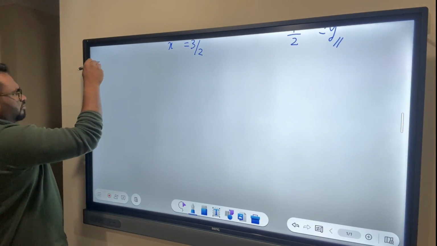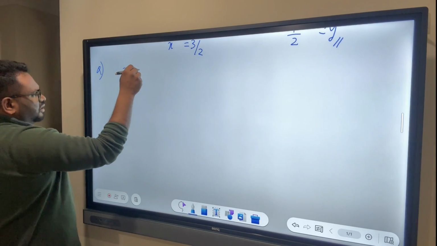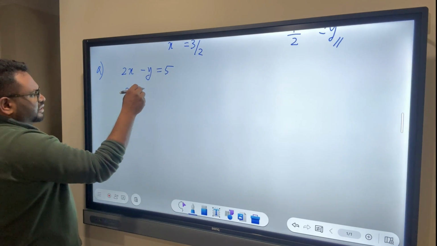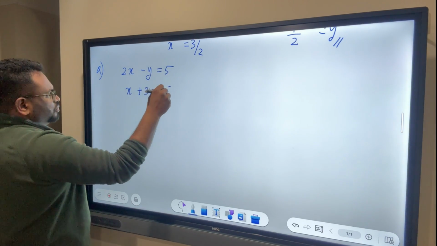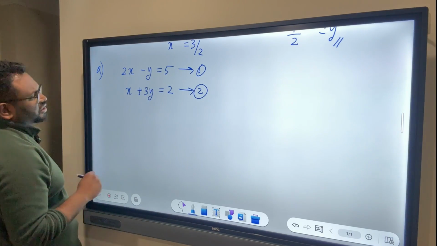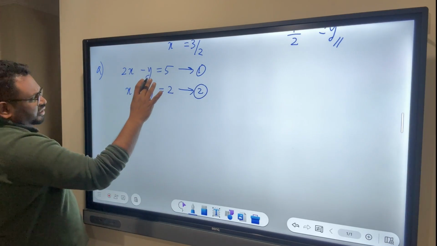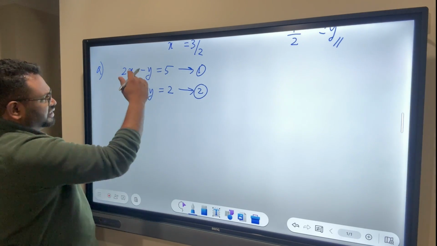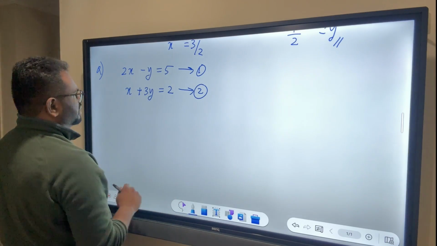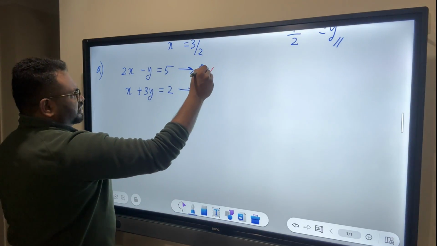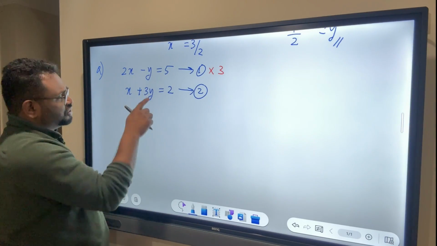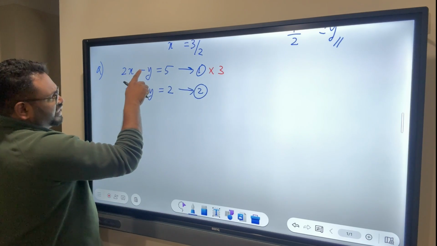Think about, you have 2x minus y is equal to 5, and you have x plus 3y is equal to 2. I'm going to say this is my first equation and this is my second equation. Now here again, observation. If you observe, you can see there are no matching terms here, so we have to somehow make them match. In that case, I'm going to multiply this by 3. Why I'm doing this, again it's an observation. When I multiply this by 3, I can see 3y here.